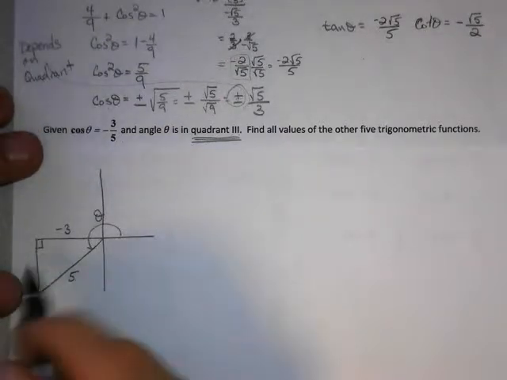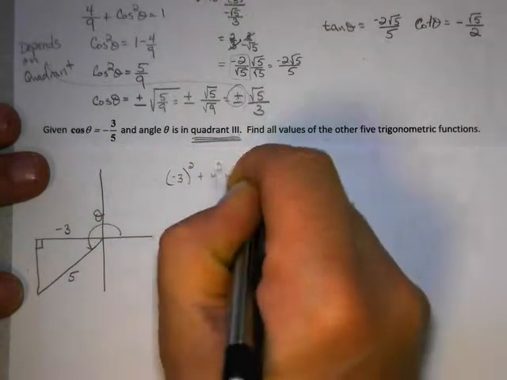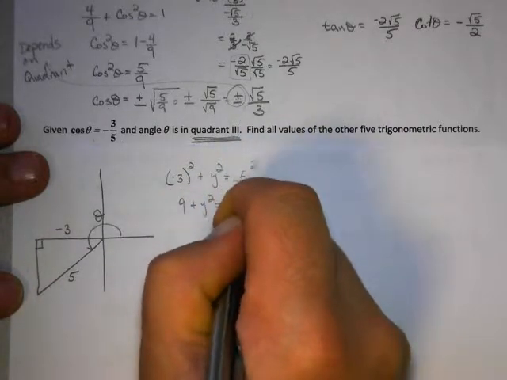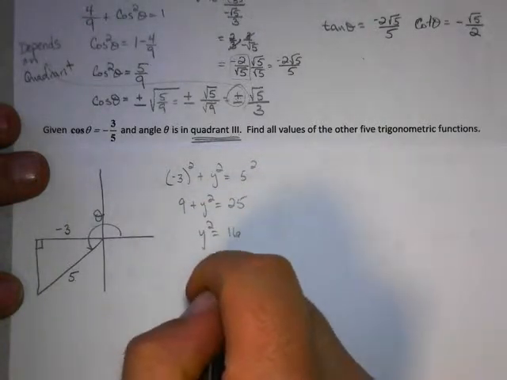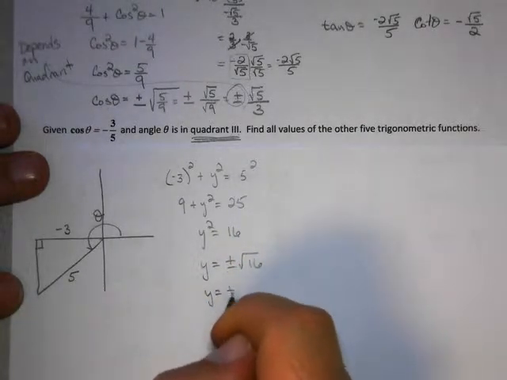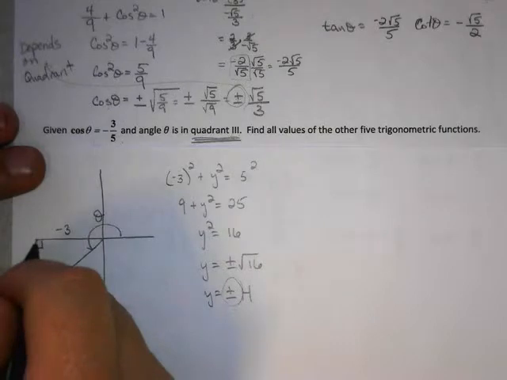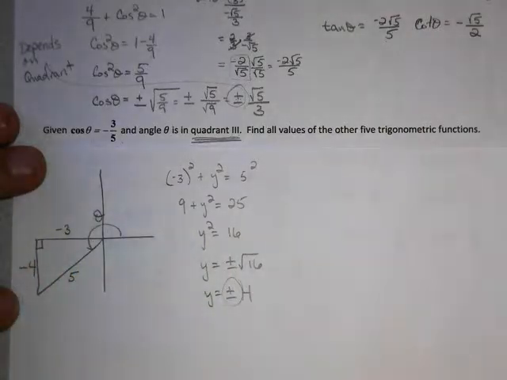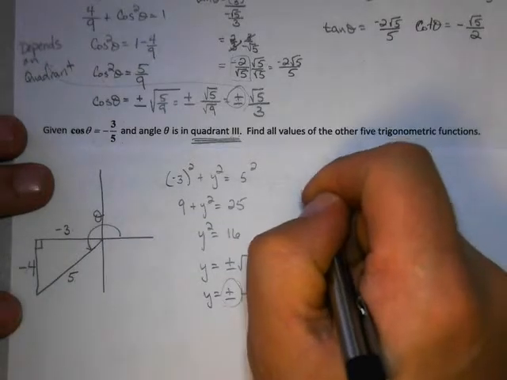Well, it's going to be negative 3 squared plus y squared equals 5 squared. 9 plus y squared equals 25. Y squared equals 16, 25 minus 9. Y equals plus or minus the square root of 16. So y equals plus or minus 4. But again, this depends on the direction. Since we're going down, this has to be a negative 4. Now, once I have my x, my y, and my r, I can get all 6 trig functions that way as well.